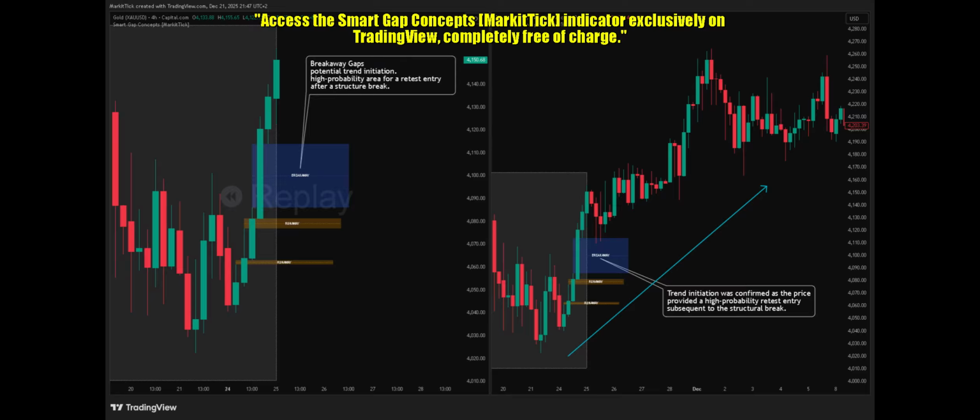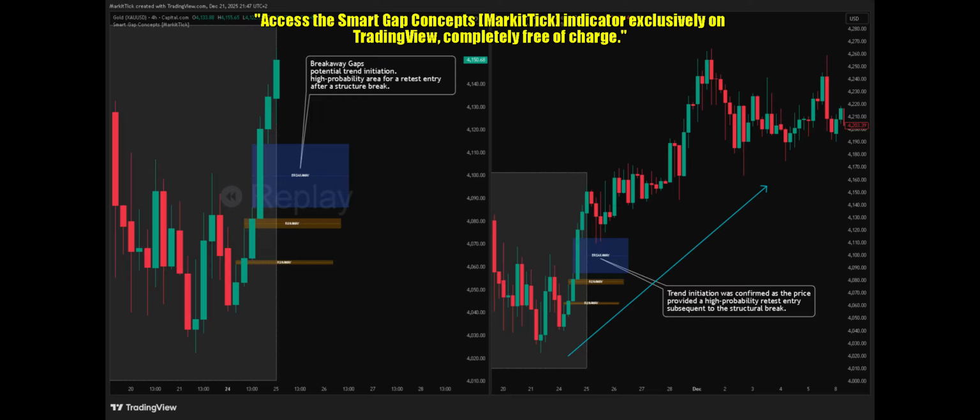How to use. Traders can utilize the color-coded classifications to gauge market intent. Breakaway, default blue. Watch these zones for potential trend initiations. These are often high-probability areas for a retest entry after a structure break. Runaway, default orange. These indicate strong momentum. They can be used to trail stop losses or add to winning positions, as price should ideally not close below these gaps in a healthy trend.